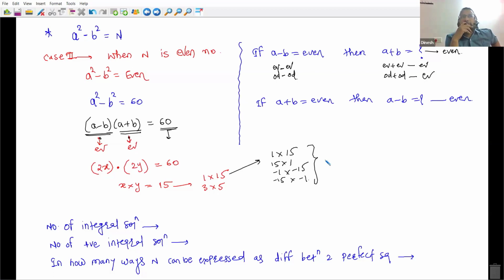Yes, everyone, is this clear? So the answer of this question is, there are two ways in which we can write 15 as a product of two factors. Every way will give you 4 integral solutions, and every way will give you only one positive integral solution. Tell me if any doubt here.